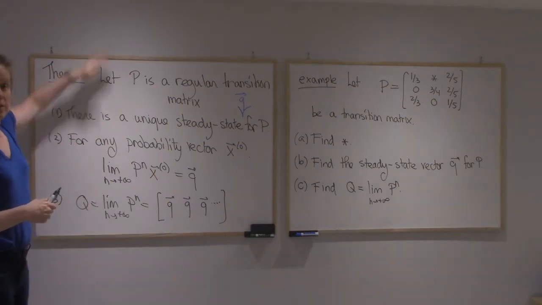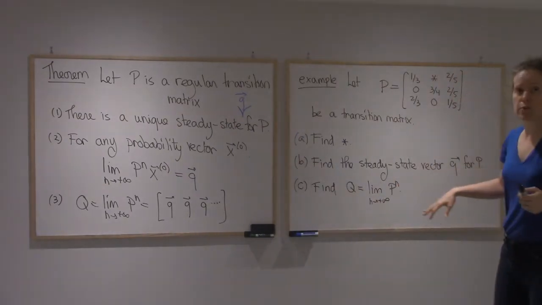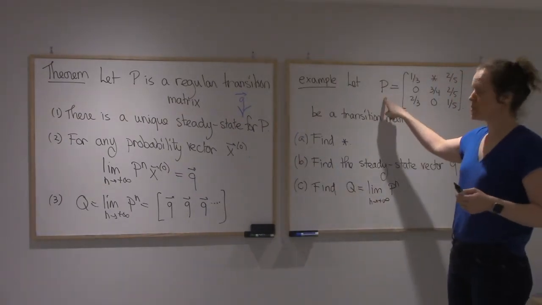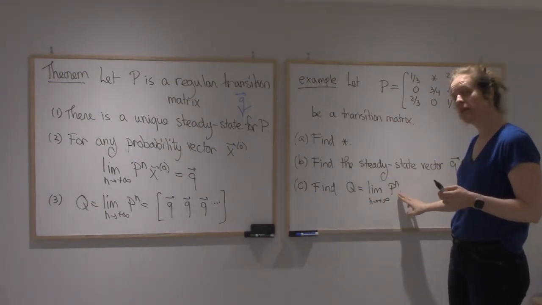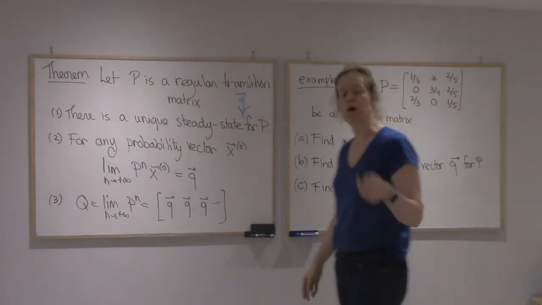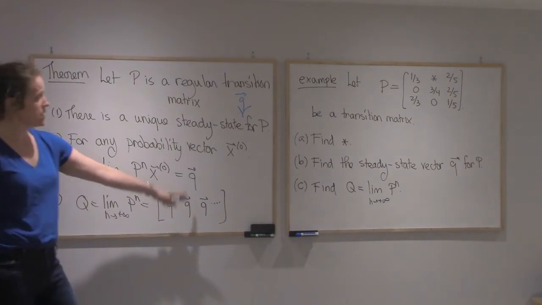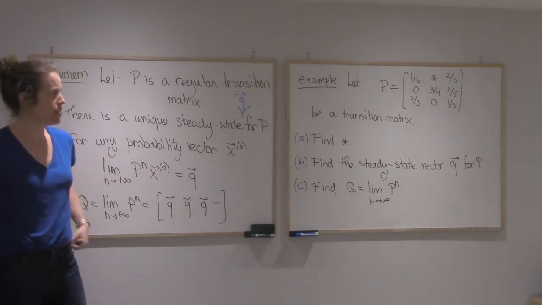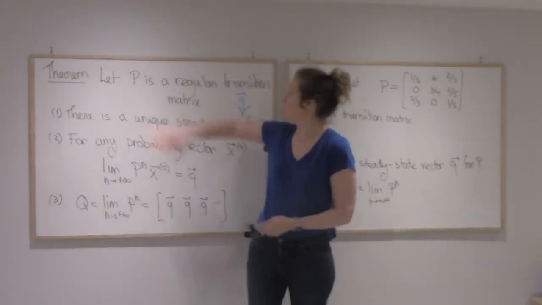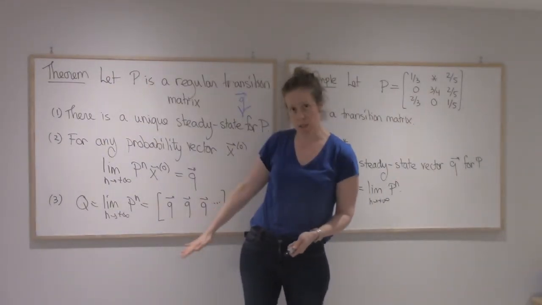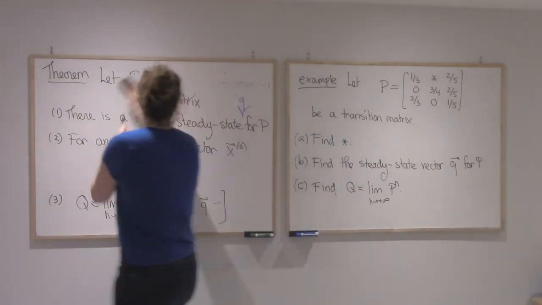In this video, we'll be using this theorem that we just have seen to solve this problem. I'm going to start with a transition matrix P, and in the end, I want to find the limit as n goes to infinity of P to the n, but I don't want to do it the long way with diagonalization. I want to use this theorem and show that it's just a steady state Q repeated and repeated and repeated. So to do this, I'll need to find Q, and I'll need to prove that P is regular. Otherwise, this theorem doesn't apply, and I will not be able to use it.